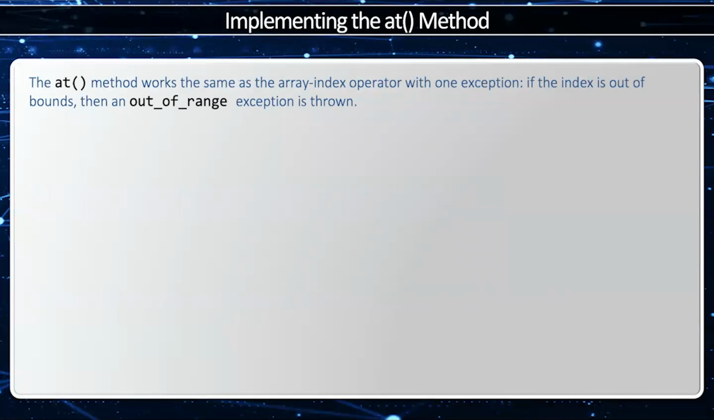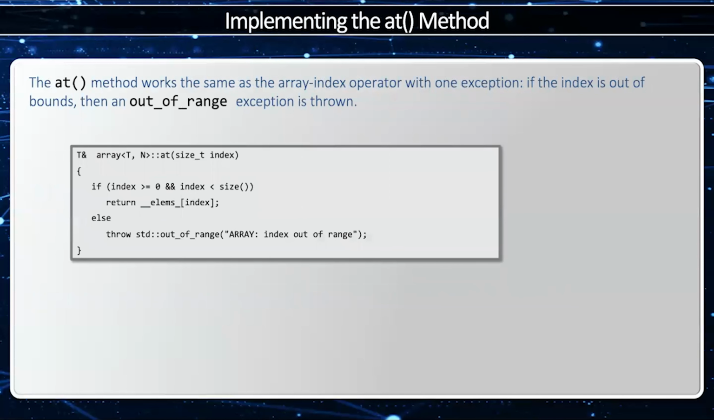Now, the at method works the same as the array index operator with one important exception. If the index is out of range, then it throws an out-of-range exception. And so the syntax can be different. Array T of N, :: at, and that's going to be the full name of my method. It's going to take a size_t as an index parameter. And it's going to return T by reference.